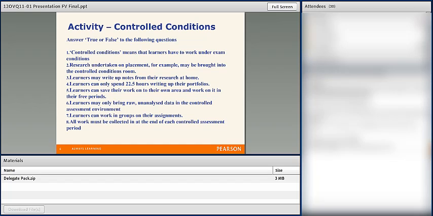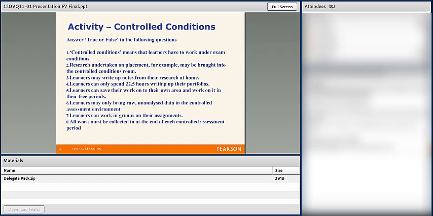And also a lot of centres may not have access to a controlled environment for any more time than that, and in fact some centres have said that they don't even have that amount of time. So that is just a guideline. If you want to give them more than 22.5 hours to spend writing up their portfolio under controlled conditions, then you can do that. That's not a problem.